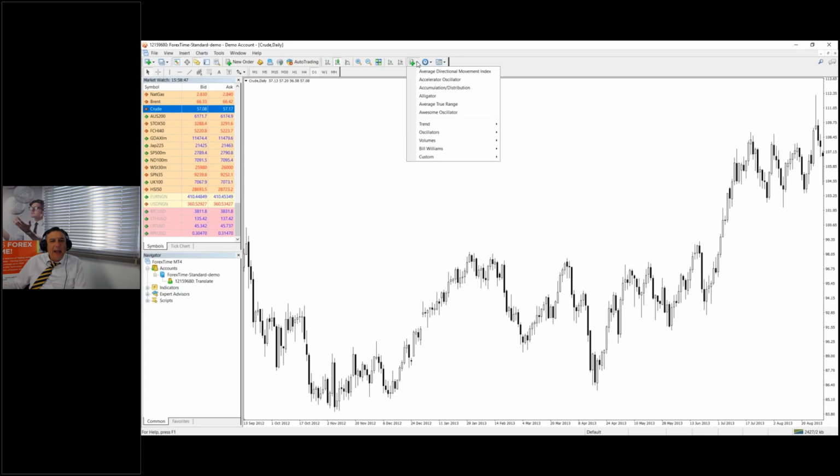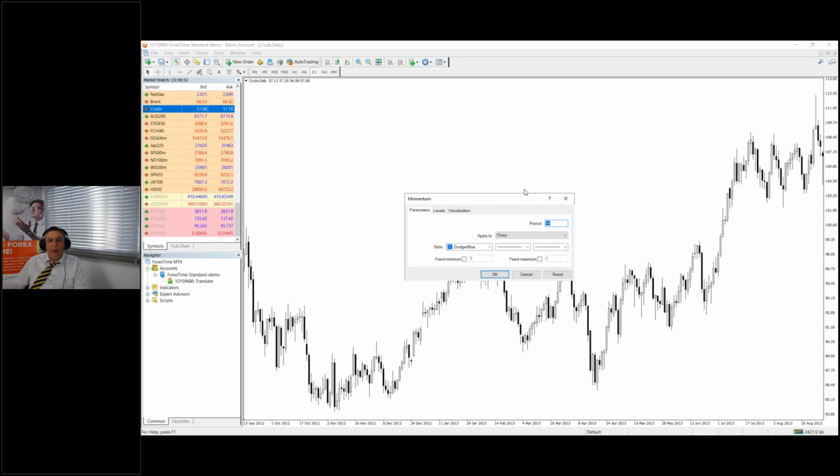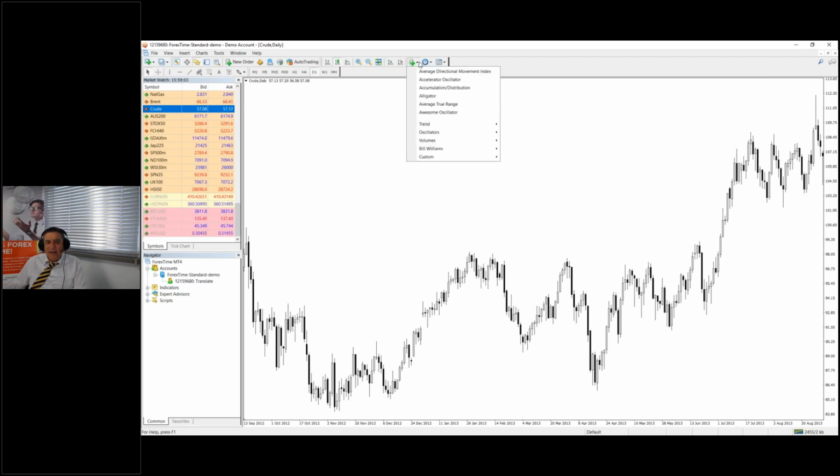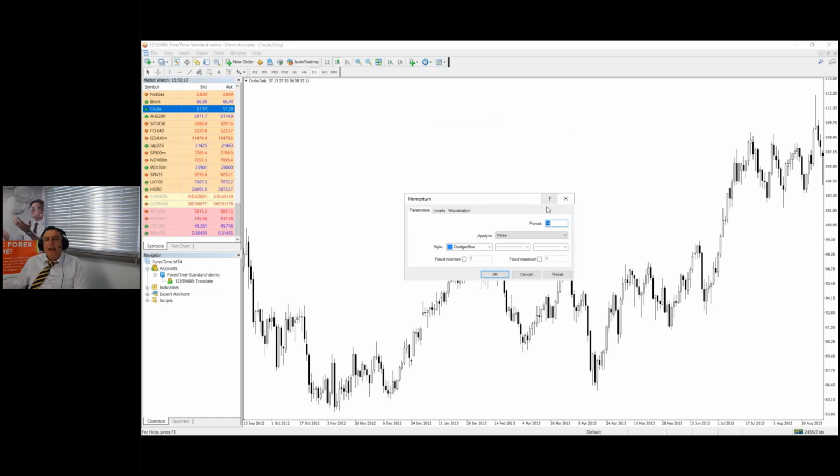And I can apply here oscillators and then momentum. One more time, guys, I will move slowly. On the indicators list, I click the indicators list, and then I move to oscillators and then momentum. It's in the middle of the list. I select momentum and the default period is 24.